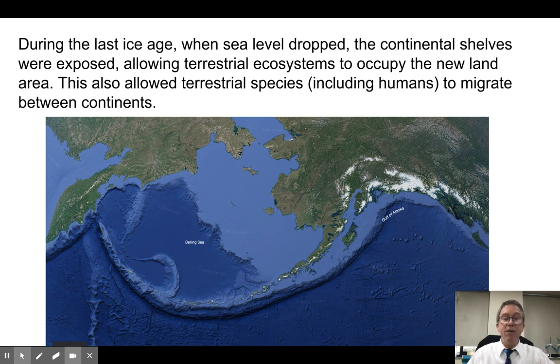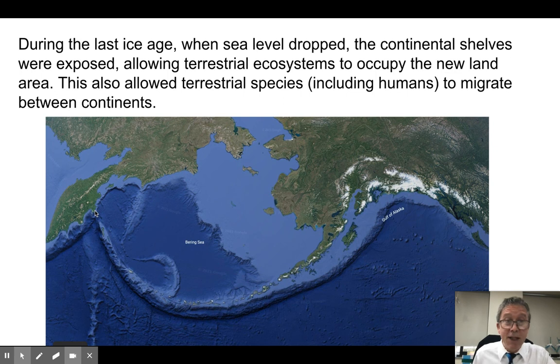So if you basically take all this currently submerged land and now you expose it and make it land, well, you know what's going to happen? Succession is going to happen. Life is going to move out onto there, and it did. And so this was all forested land. You could literally walk across here.